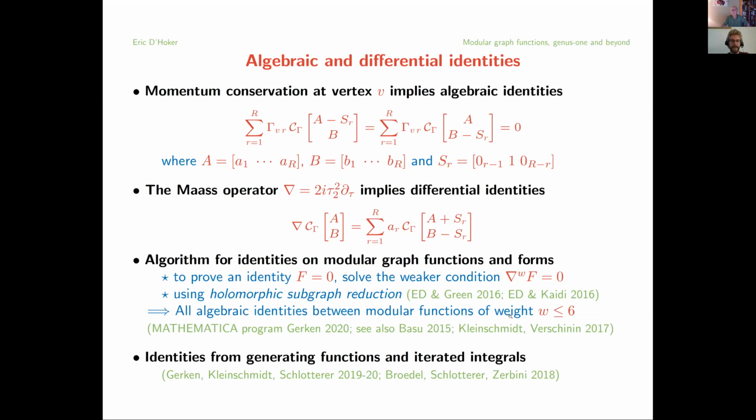And in fact, it allows you to find all algebraic identities between modular functions of weight 6 or less. And in fact, Gerken has written for his thesis a beautiful Mathematica program that implements this and allows you to do this concretely. Now, I should say there's a different approach to generating these identities based on generating functions and iterated integrals with, in fact, most of the people, I think, in the audience here.